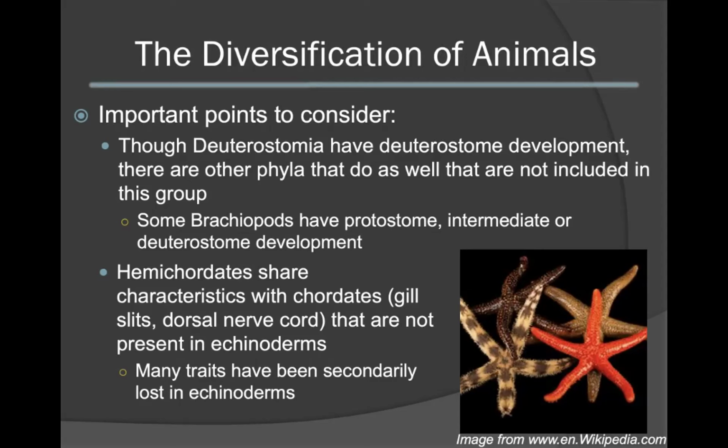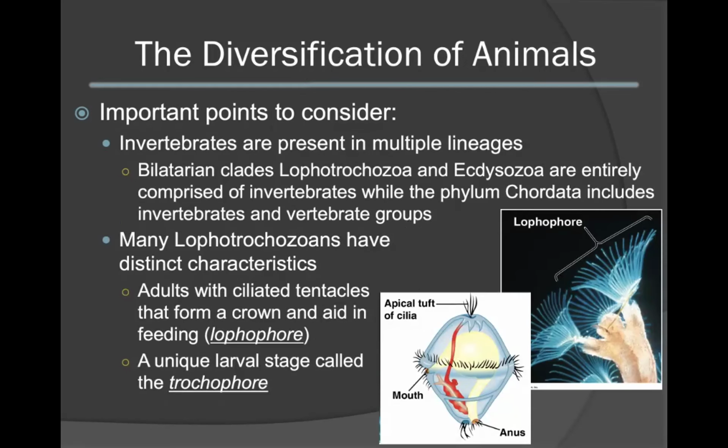Another important point to consider is the fact that hemichordates share many characteristics with chordates, such as gill slits and a dorsal nerve cord, that are not present in echinoderms. In this instance, this is an example of some of these derived traits that have been secondarily lost in evolution. A few more important points to consider is the fact that invertebrates arise in multiple lineages. Invertebrates are entirely represented in the lophotrochozoan and ecdysozoan clades. However, invertebrates also arise within the phylum Chordata, although the phylum Chordata will also include vertebrate groups.